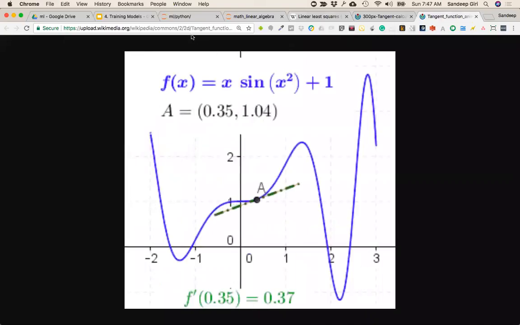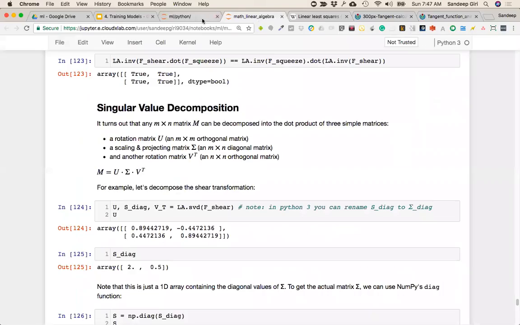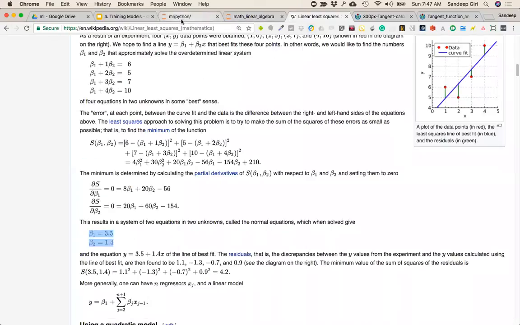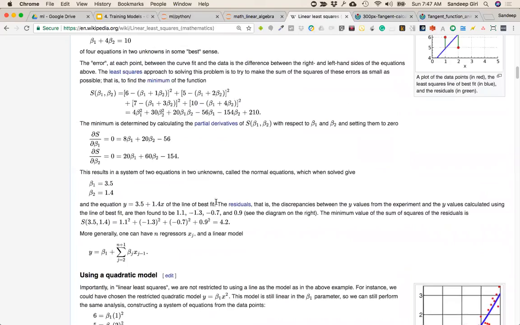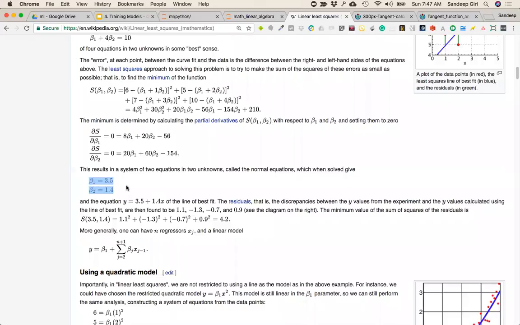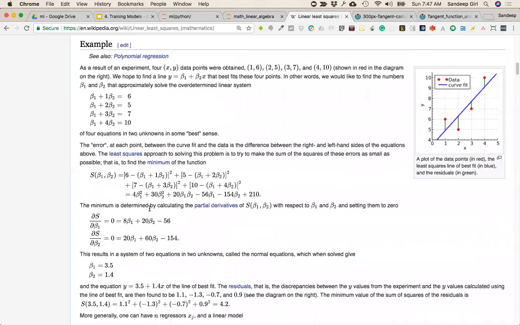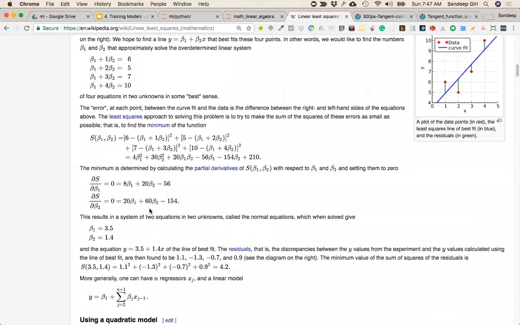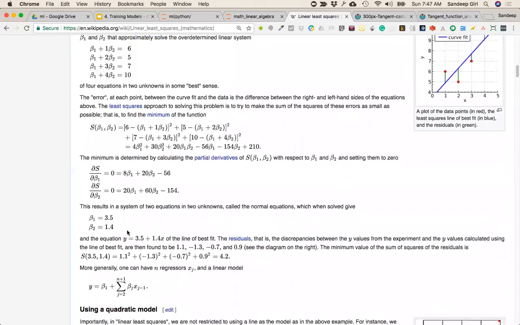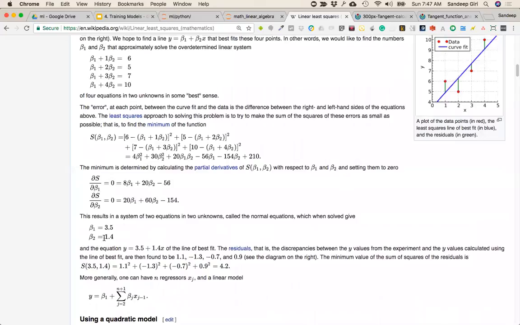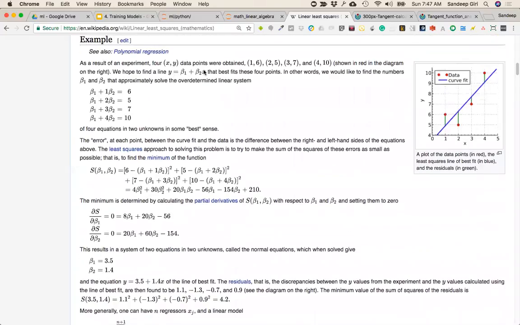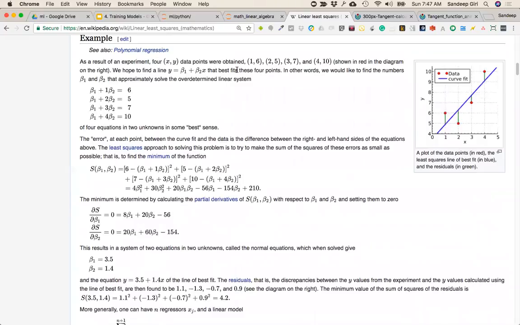All right, so does it make sense to you, the beta 1 and beta 2? This way we computed the values of beta 1 and beta 2, and we can find out the various values of y for each x now. That means we'll be able to do the predictions now.